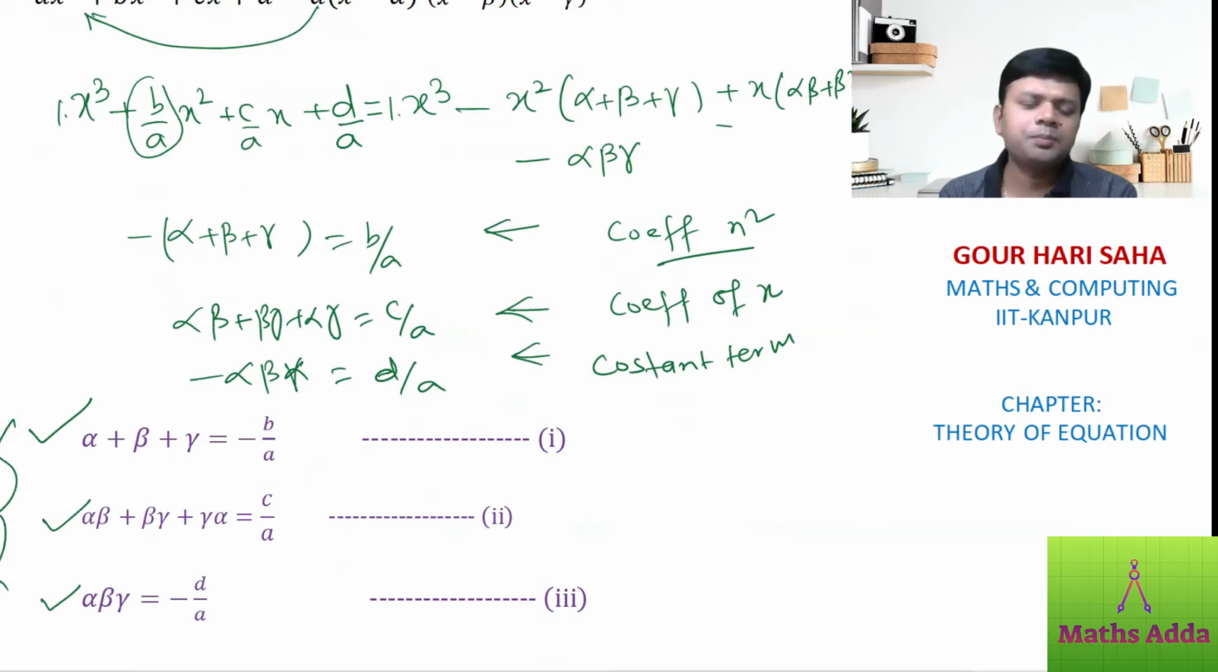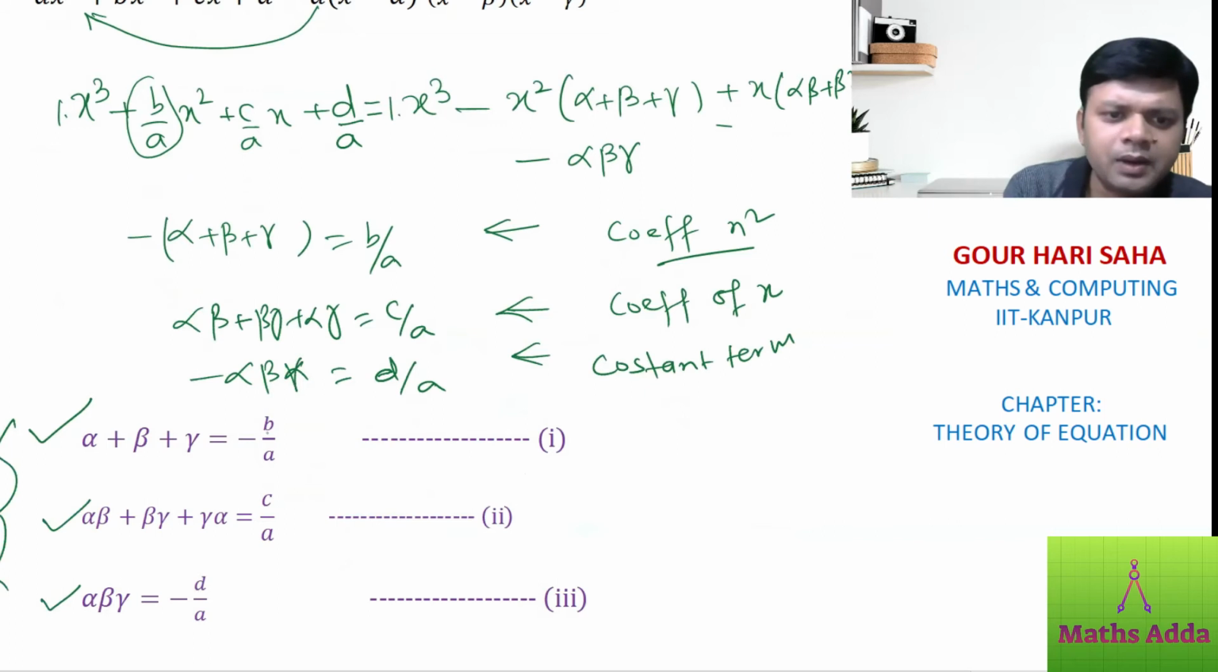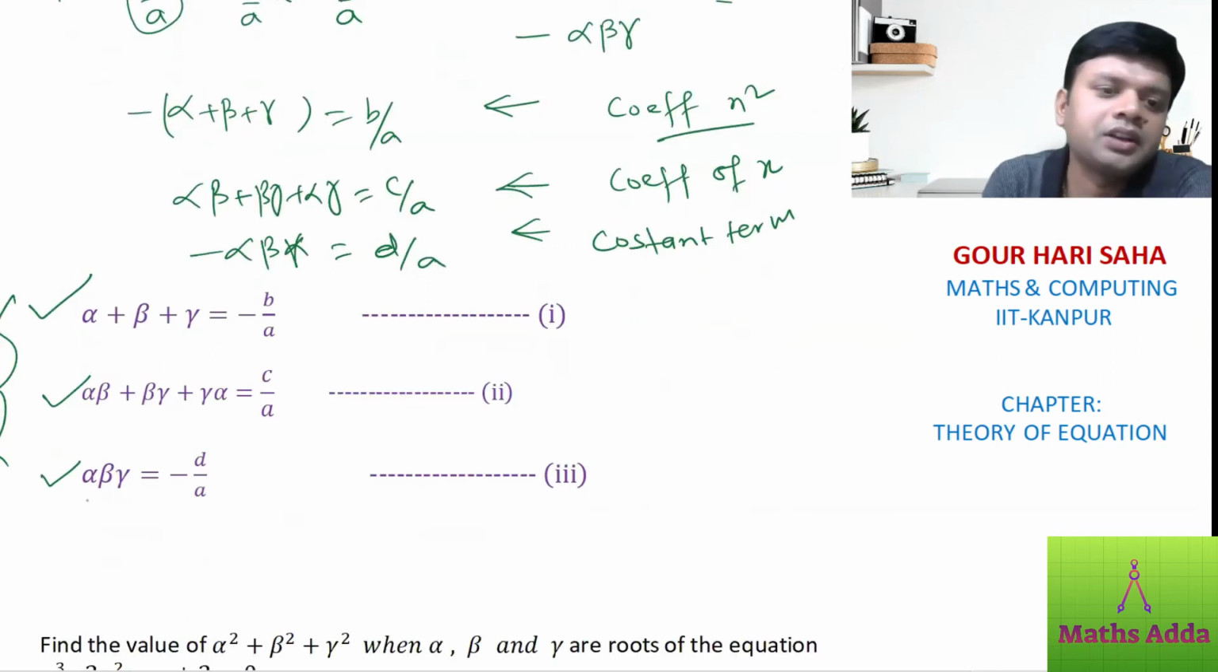And I can also see a pattern. It is minus b by a, then c, so b, c, d, right? Minus, plus, minus. So you can actually extend it to a general polynomial equation. I will come to that later on. Right now we will remember this.